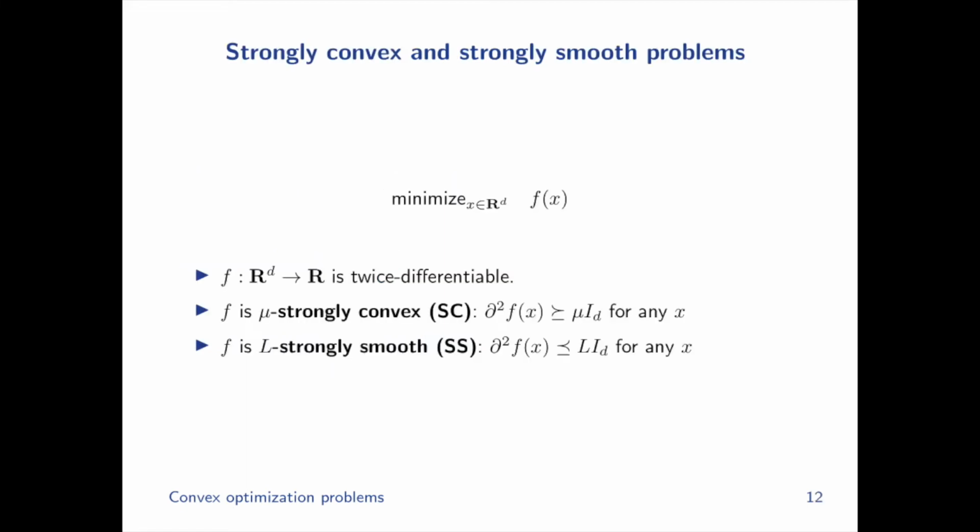Okay, so let's first pin down the problem class that we're considering. This is the problem class of strongly convex and strongly smooth optimization problems. Again, we're still unconstrained, so the minimum is over any optimization variable in R^d. The only difference is that instead of assuming that f is quadratic, we're going to assume f is twice differentiable, because we don't really need it to be twice differentiable, but it just makes things simpler to state the assumptions.